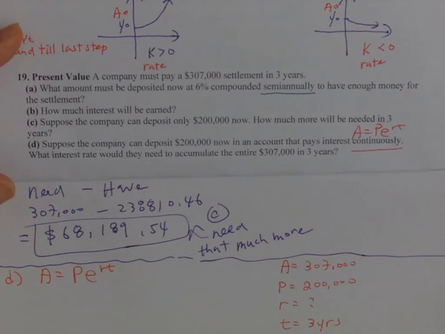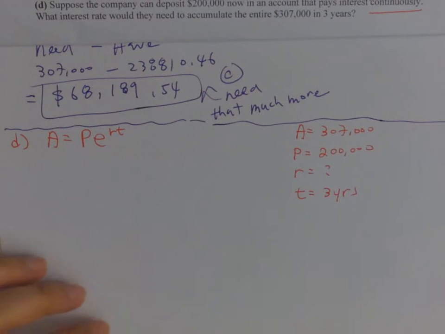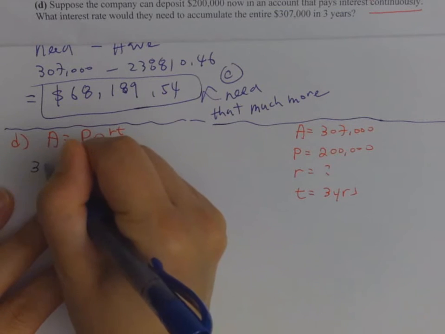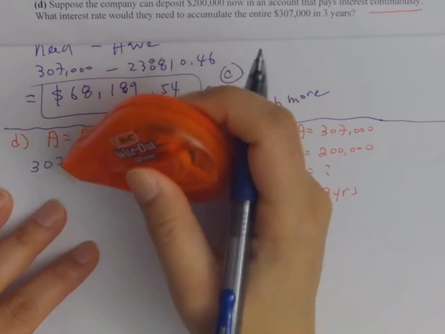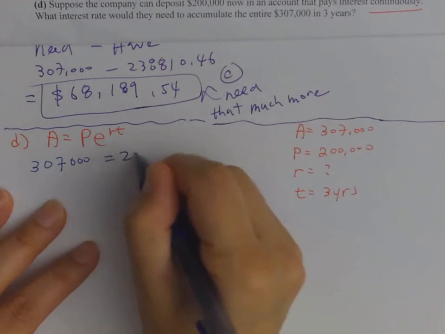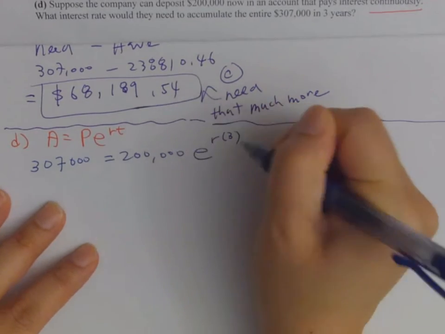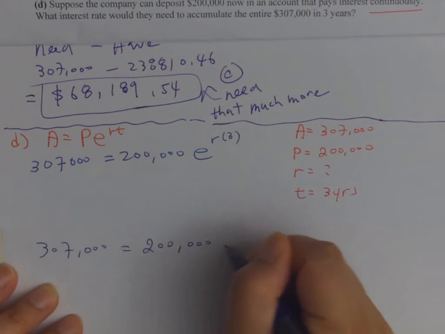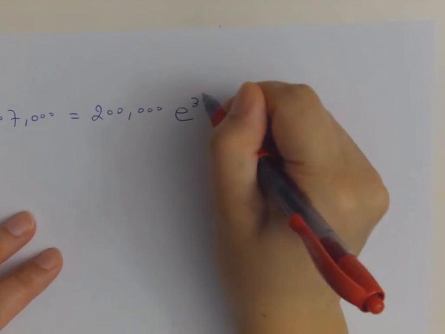So I don't think I have enough room here, so I'm going to put this down on a new piece of paper to solve that. Okay, so it started from 307,000 equal to 200,000 times e, I don't know r, I know t is 3, right? So 307,000 equals 200,000 e^(3r), right? And we're solving for r, so the r side needs to be simplified, right?